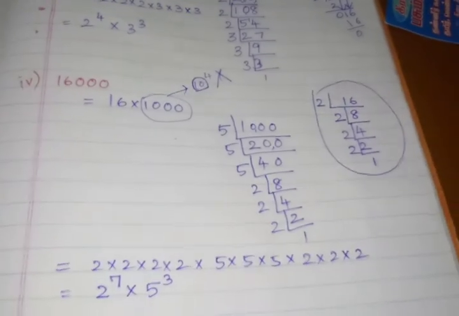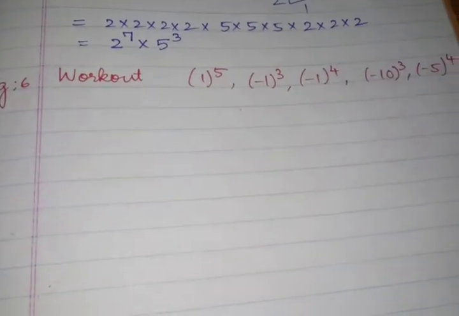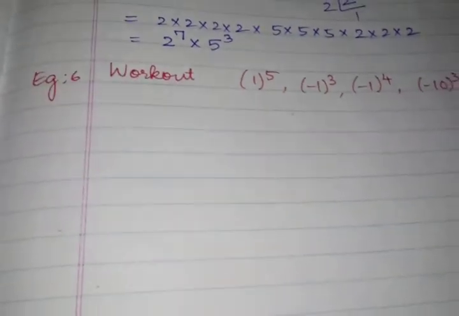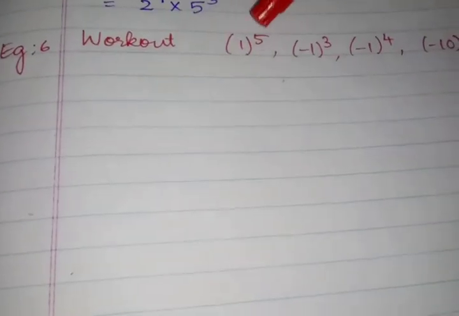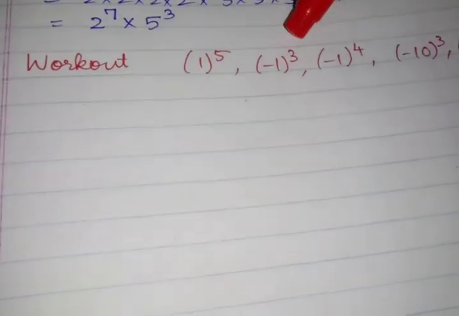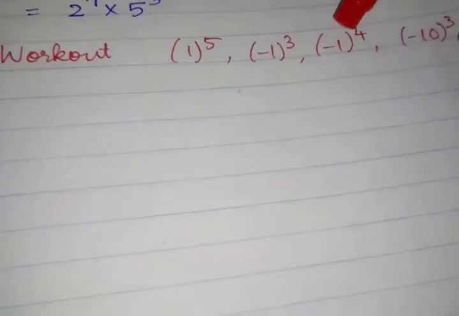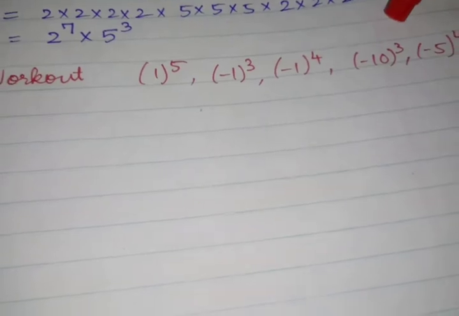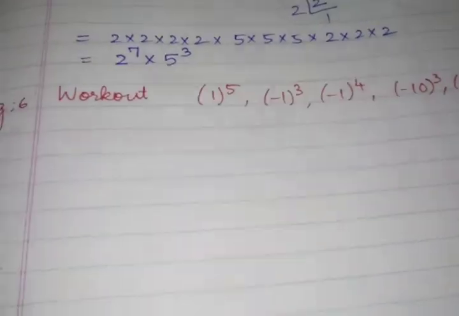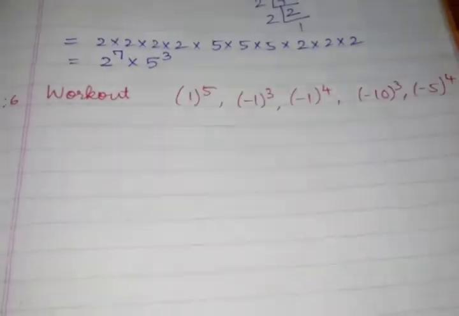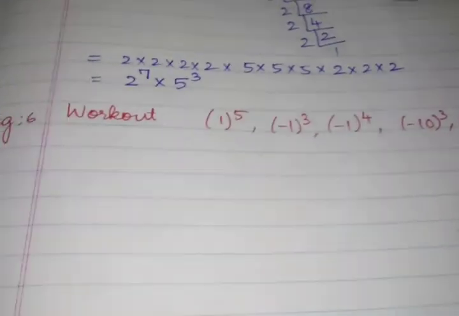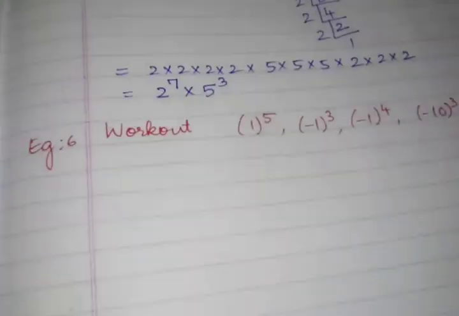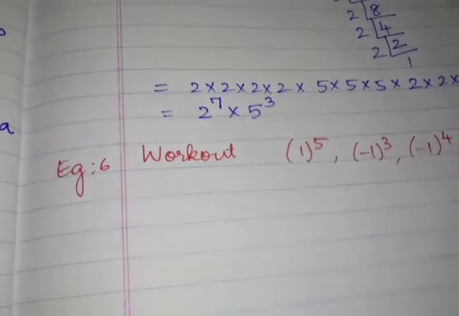Understood? Next is your example number 6. What they said: work out 1 power 5, minus 1 the whole power 3, minus 1 the whole power 4, minus 10 the whole power 3, minus 5 the whole power 4. We have to work out all these problems. We should find the answer for these problems. Okay, so first, 1 power 5.